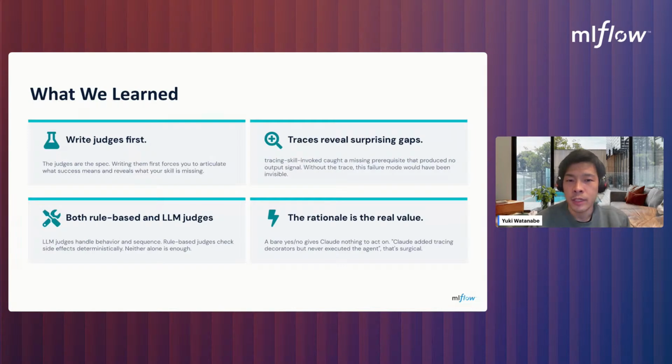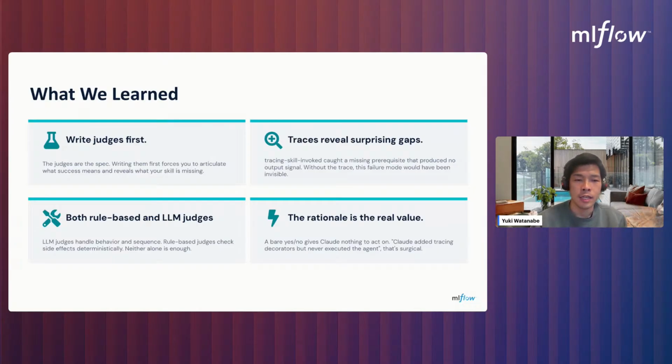Cool. So as a summary, what we learned is there are a few important principles we need to keep in mind when building reliable skills. First is write the judge first. In order to build this automated framework, we need to define very good judge criteria. So we need to think about what the success criteria are and decompose them into atomic evaluation criteria.